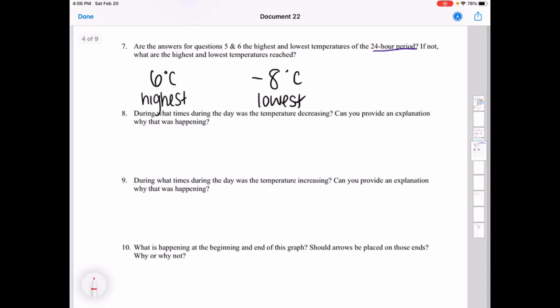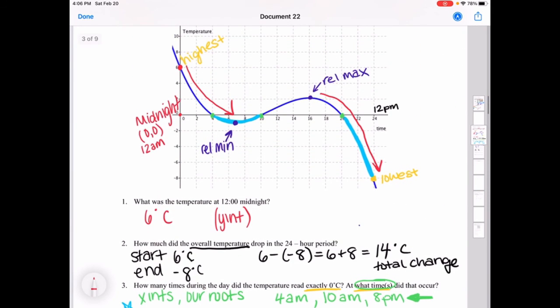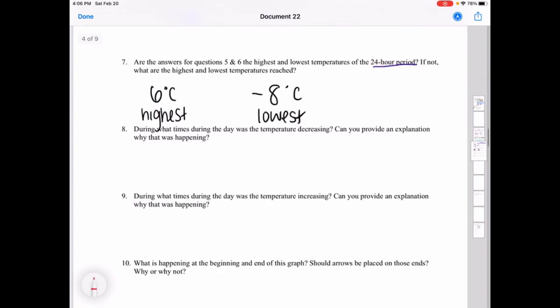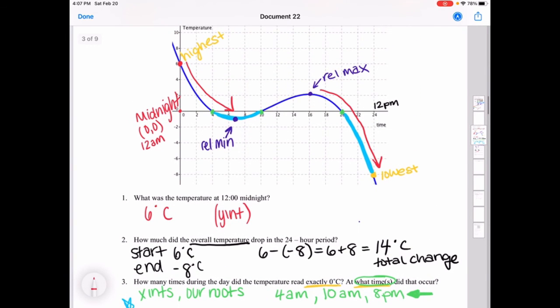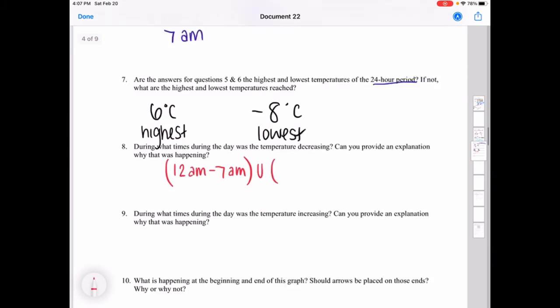At what times during the day was it decreasing? Well, we're going to write an interval, right? So we're going to say, okay, well, from 0 to 7. So 12 a.m. to 7 a.m. union 4 p.m. to 12 p.m.